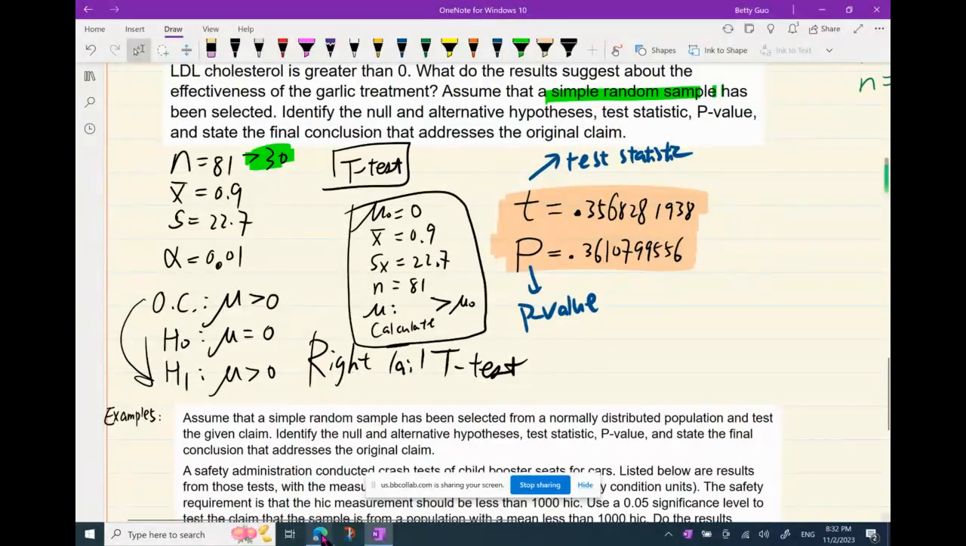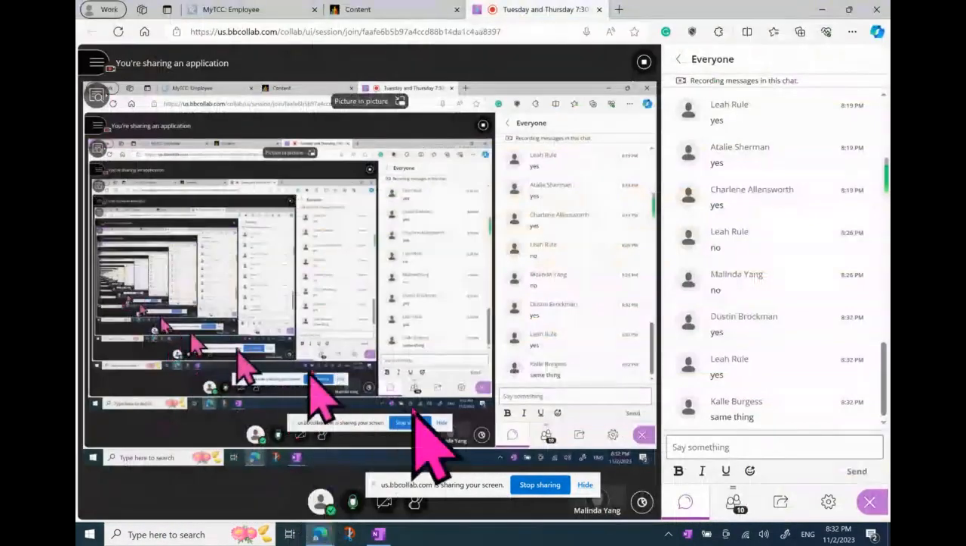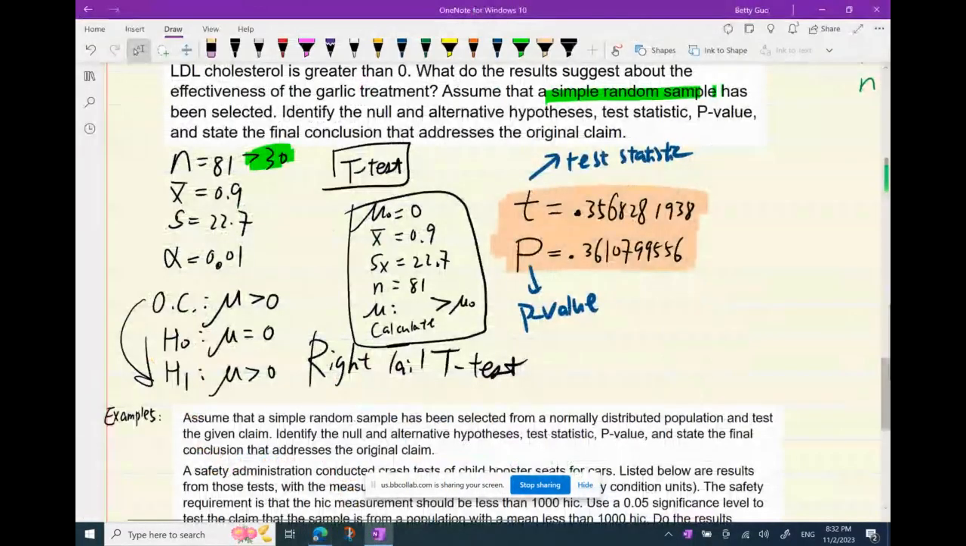We don't have to use the formula, right? Same thing. Awesome. Thank you. Awesome. Yeah. Okay. So then we can go through both methods to see whether we should reject null or fail to reject null.